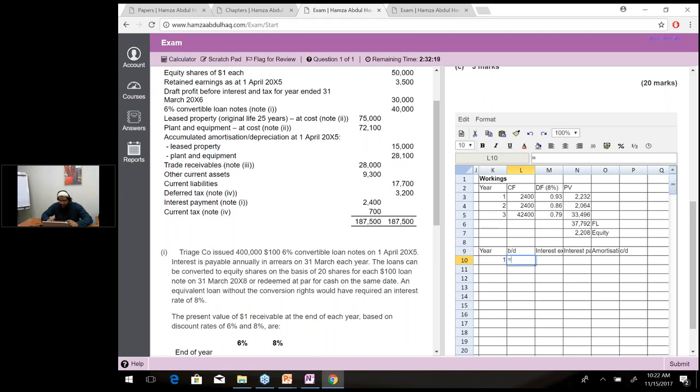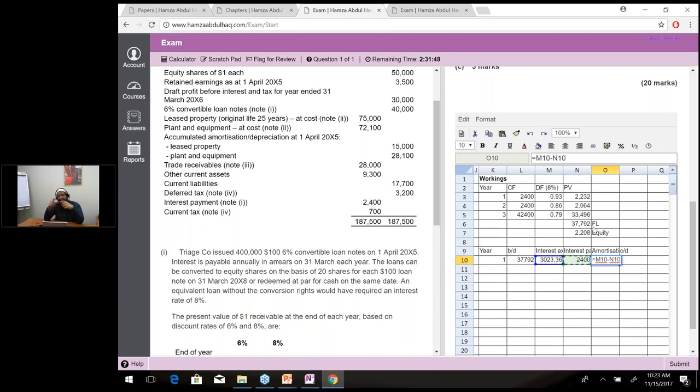So I'm calculating year 1 where the brought down of liability is 37792 and I'm going to apply interest rate of 8% on this. 37792 into 8% is 3023.36 and the amount of interest paid in year 1 would be 2400, the cash flow of year 1, and the difference is going to be the amortization, 3023.36 minus 2400.